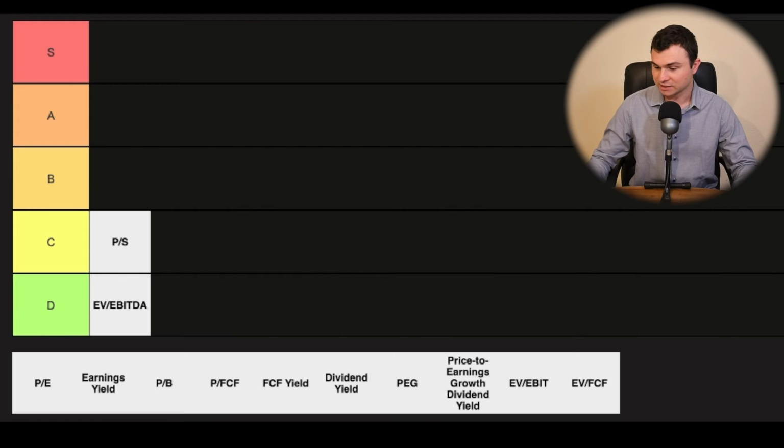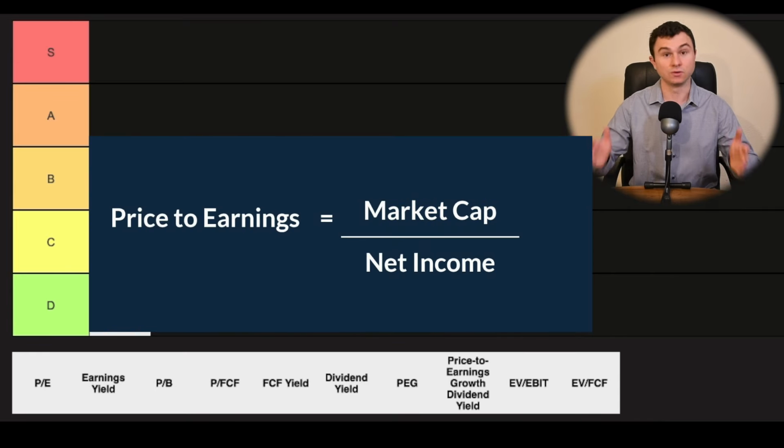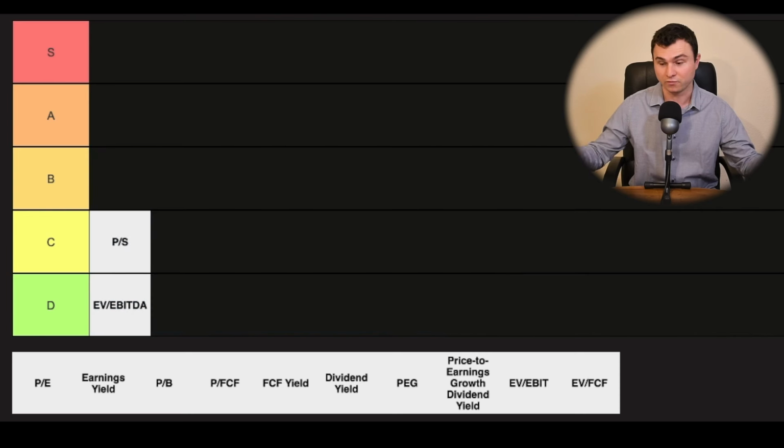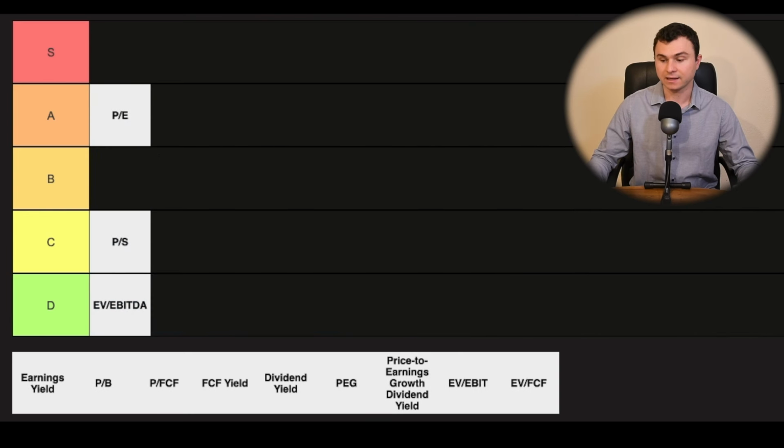Next one is the PE ratio, one of the most used ratios, one that everybody knows, that's price divided by earnings. So this time you take into account the profitability, and I will put it in the A tier, A category, because you can compare two companies, compare their revenue and their earnings, their profitability, and you can have a good sense of if a company is undervalued or overvalued based on the PE ratio.